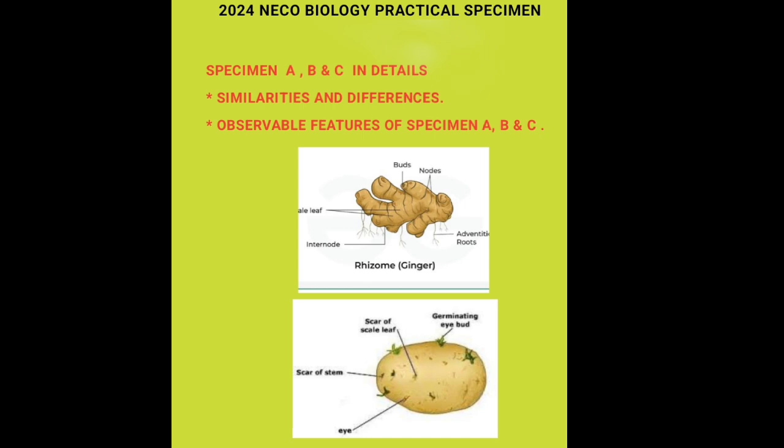Then the next column we have is the stored food. Where is this food stored? The food stored is what? Water, or you can also say we have carbohydrates stored, and it is stored in this tuber. So let's go to the next specimen.